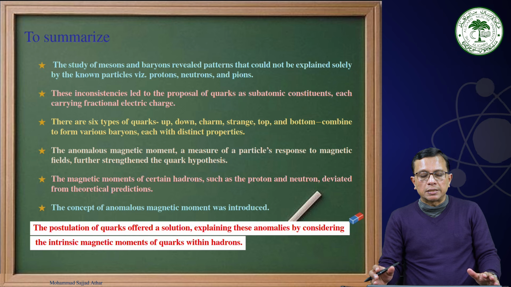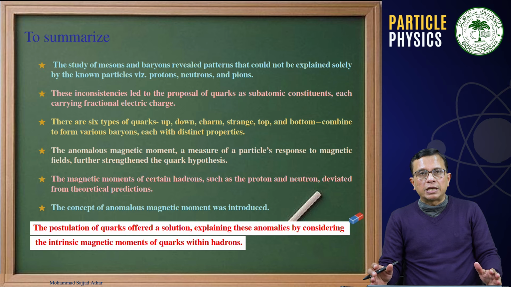And these inconsistencies led to the proposal of quarks as subatomic constituents, each carrying fractional electric charge. Now, there are six types of quarks: up, down, charm, strange, top, and bottom. They combine to form various baryons, each with distinct properties. We will discuss the properties of these particles.